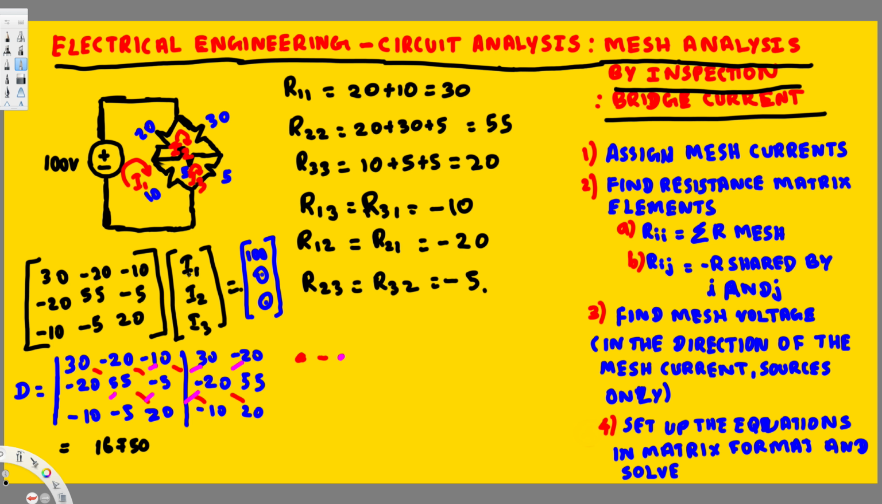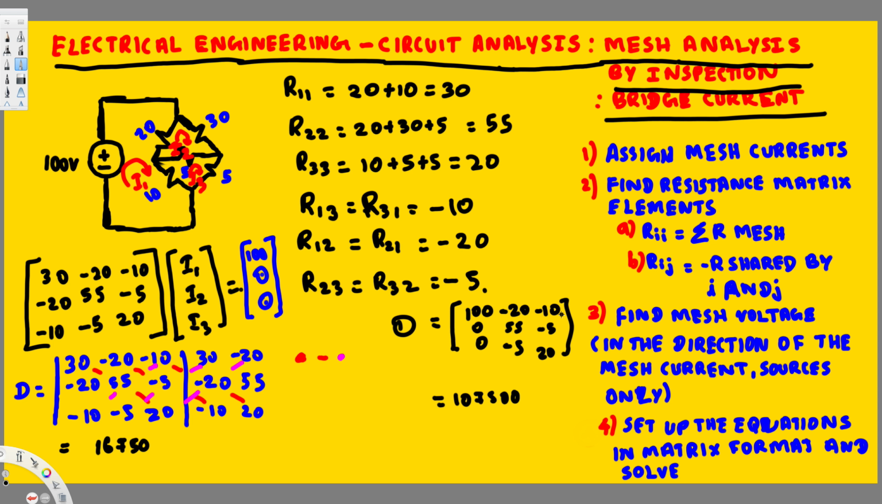In order to find I1, I2, and I3, we have to have three determinants, right? First we find the original determinant, and then to find I1, we swap the voltage values we found with the first column, and our matrix is going to look like this: 100, 0, 0, and the others remain the same. That's going to be minus 20, 55, minus 5, minus 10, minus 5, 20. If you calculate the determinant, you will get 107,500.